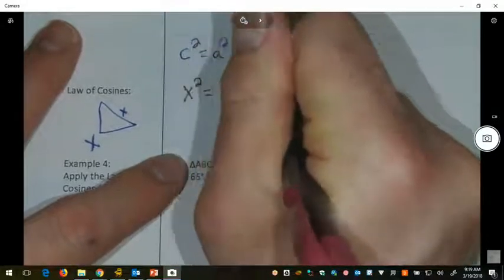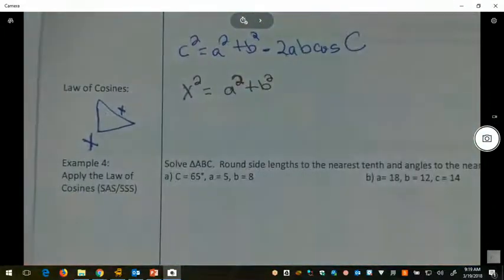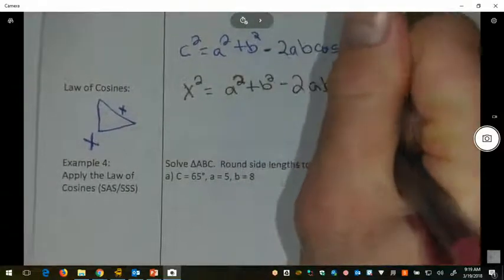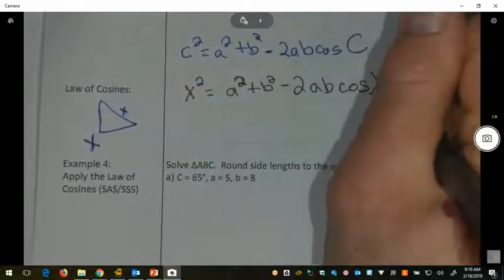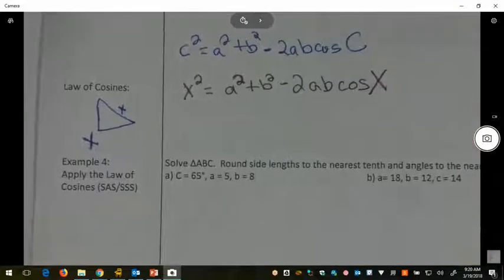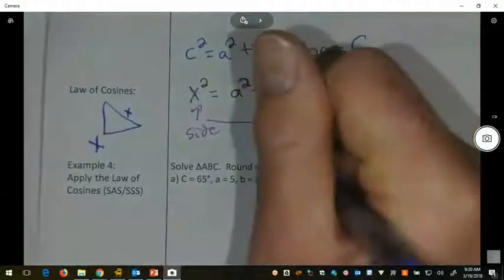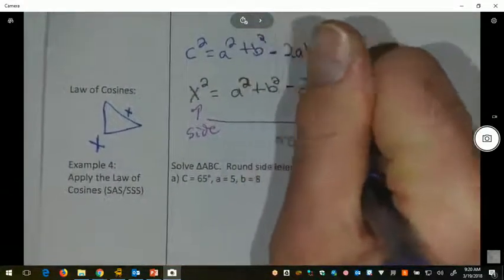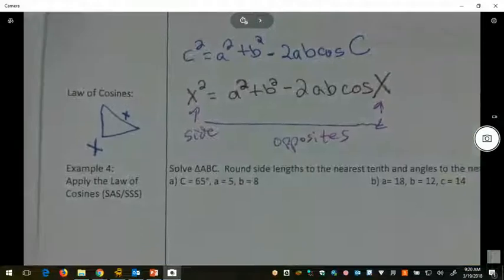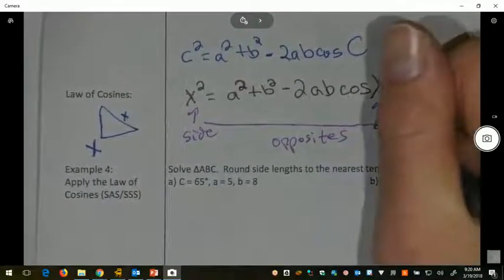X squared equals a squared plus b squared, where a squared and b squared can be any sides, even the hypotenuse, minus 2ab times cosine of angle x. And the key part here is that this angle and this side have to be opposites when you set up your equation. If you don't have it set up that way, then it will not work.